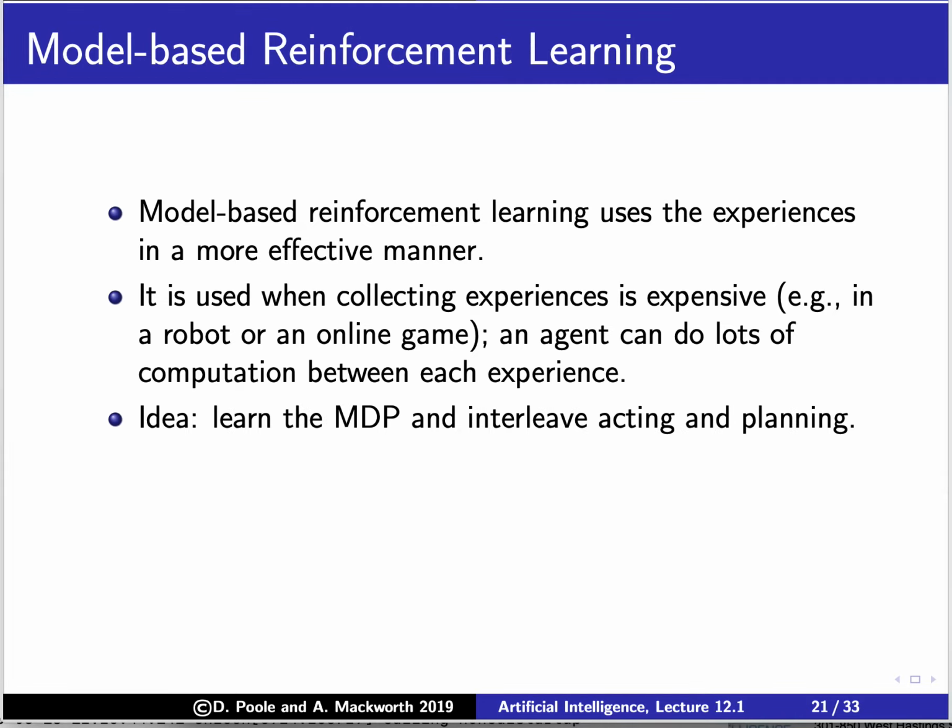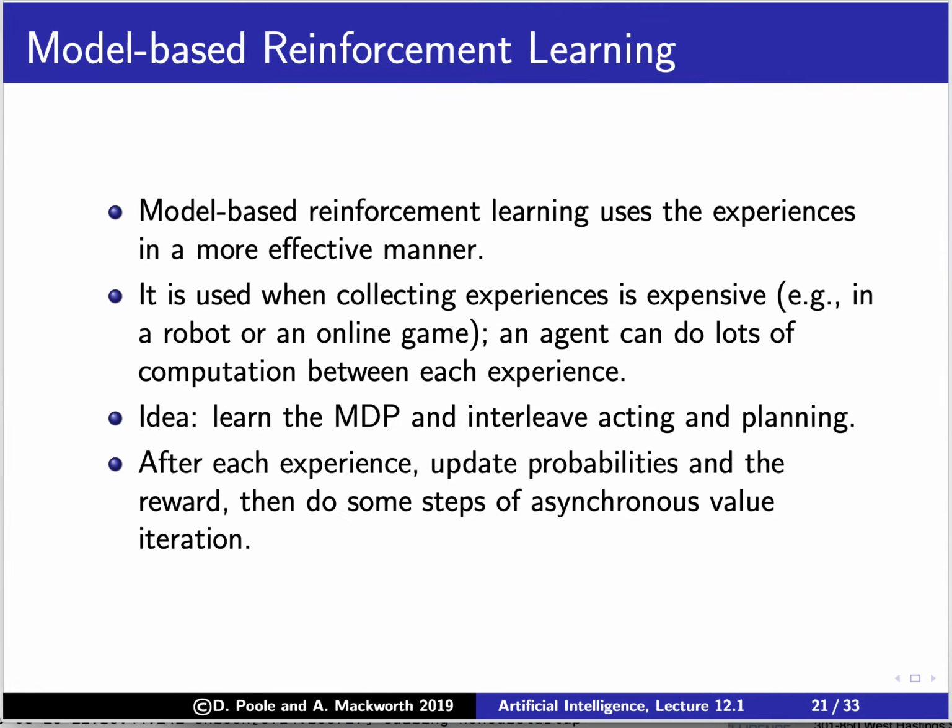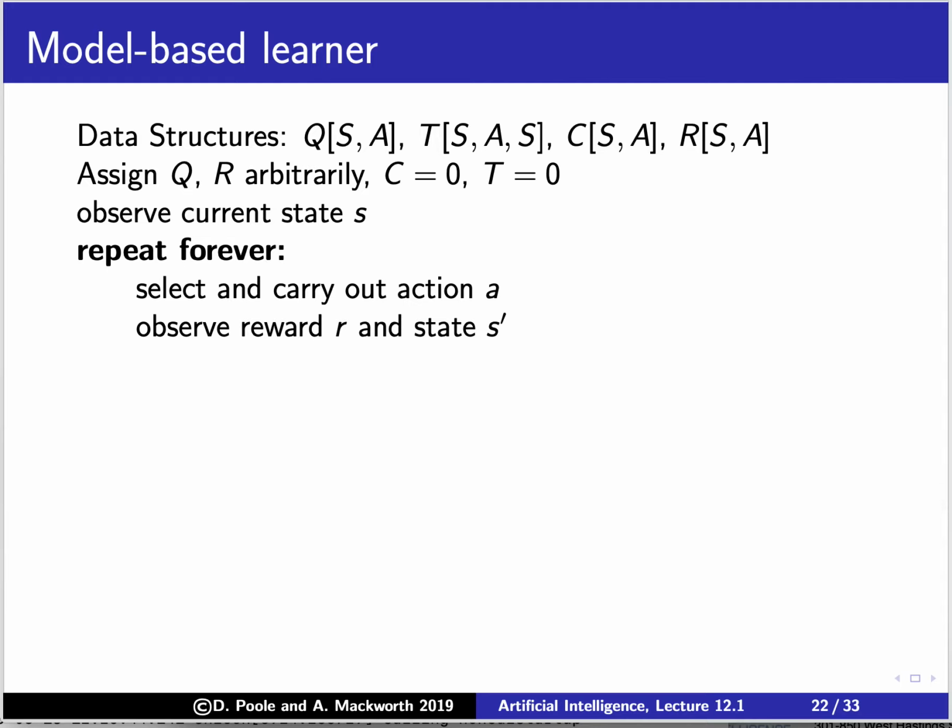Okay. So the idea is to learn the Markov decision process while interacting. We're going to interlace acting, planning and learning. After each experience, we're going to update the probability and the reward, and then we're going to do some steps of asynchronous value iteration. So here's the algorithm now.